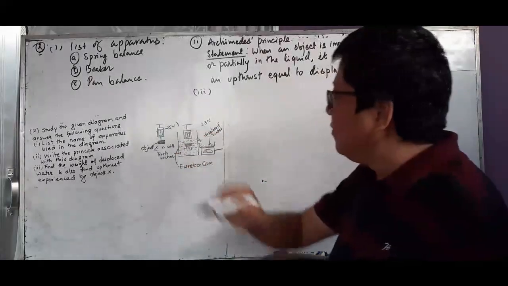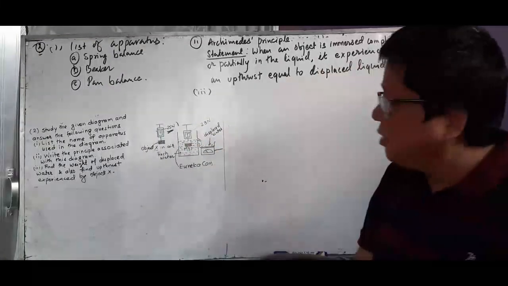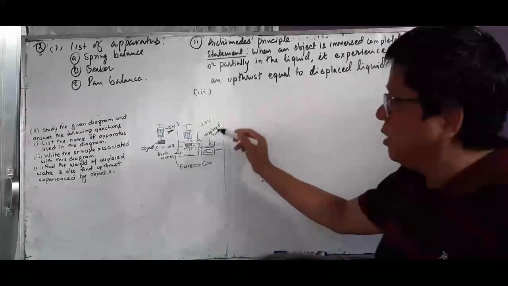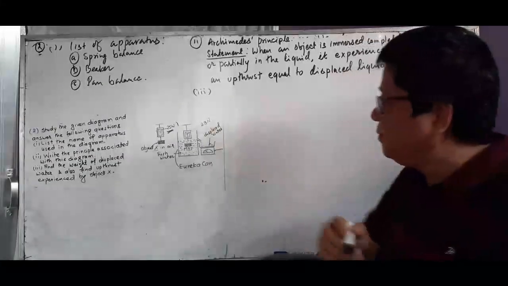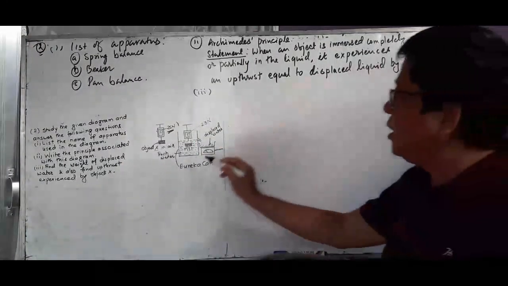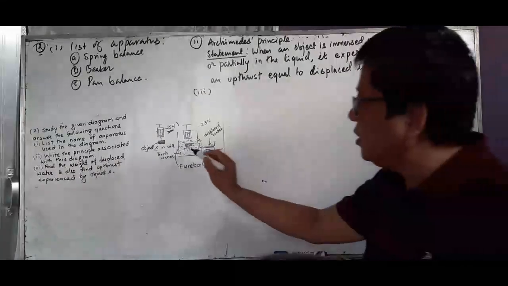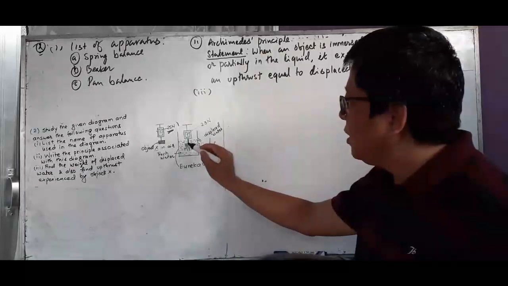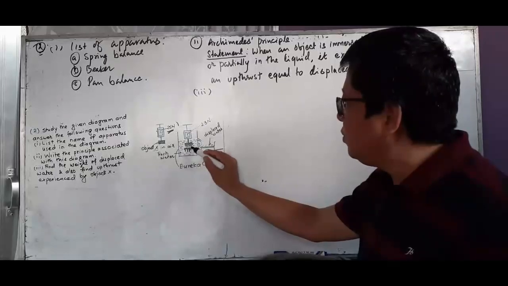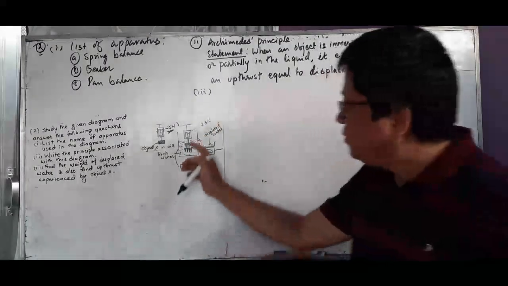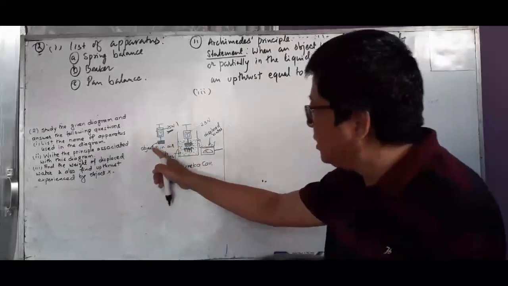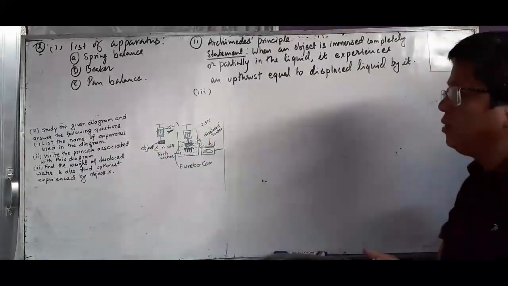This spring balance shows 25 newtons. And when it is immersed into the water, the weight is reduced and it becomes 23 newtons. And why reduced? Because of upthrust given by the water to this object. And because of this upthrust, the weight of this object X is reduced to 23 newtons.